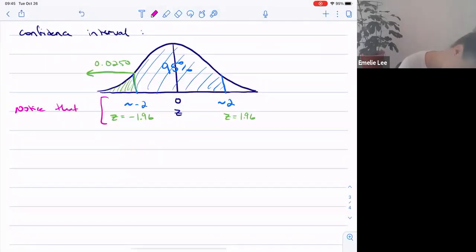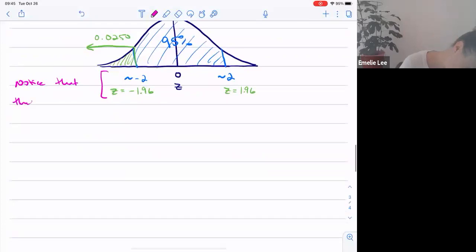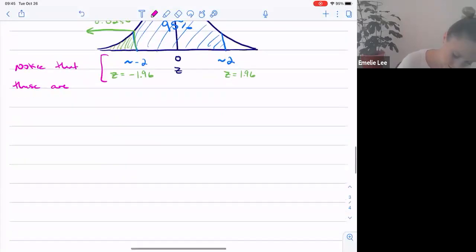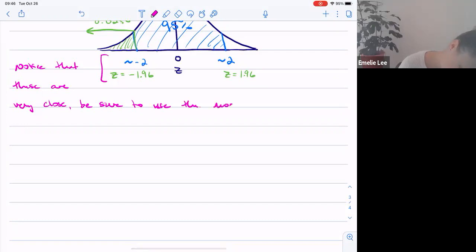Notice that these are similar or very close. Be sure to use the more precise 1.96 plus minus 1.96.